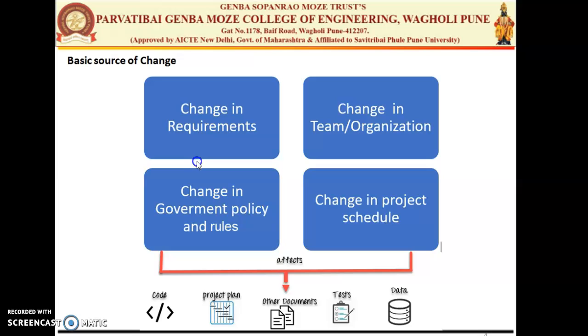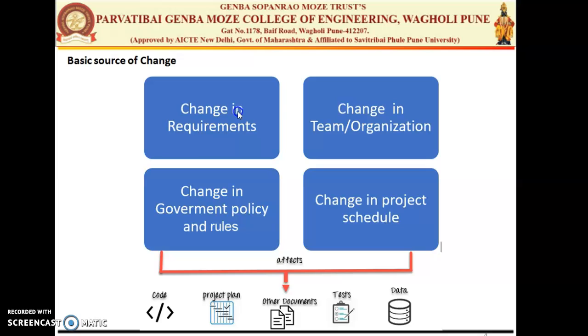So you can say there are four basic different sources of change. The first, if the requirement is changing, that means the user is changing the requirement. The next one is any change in your team or organization. The third one is any change in your government policy, rules, or the organization policy. And the last one is if there is a change in the project schedule. So all these changes need to be managed very carefully, and that is covered under configuration management.